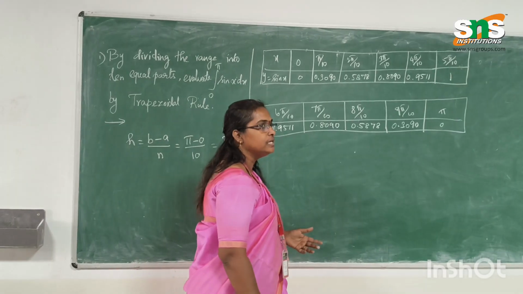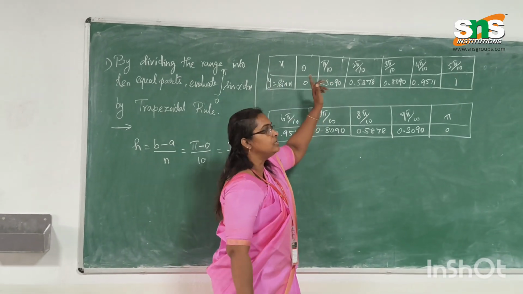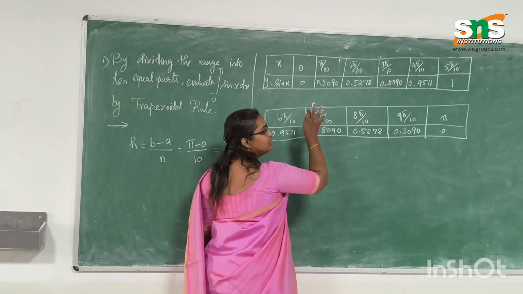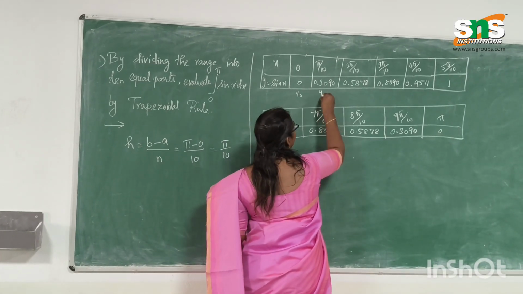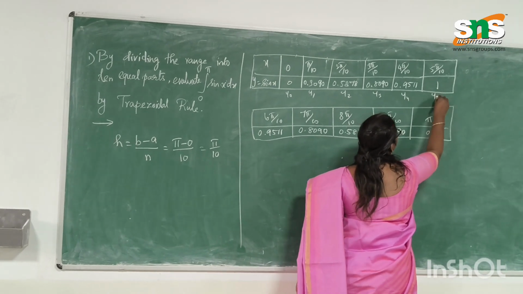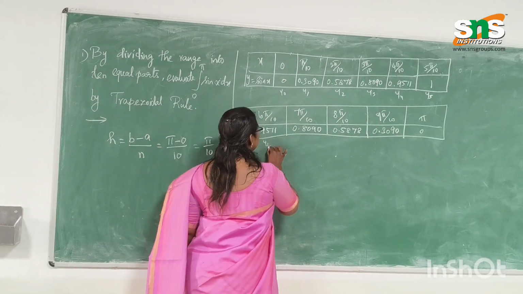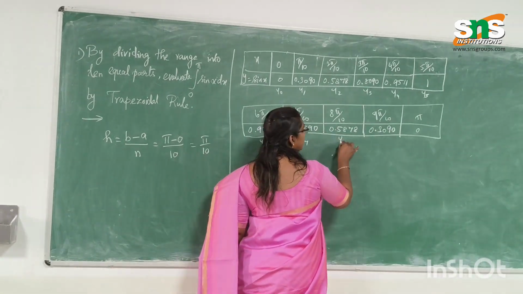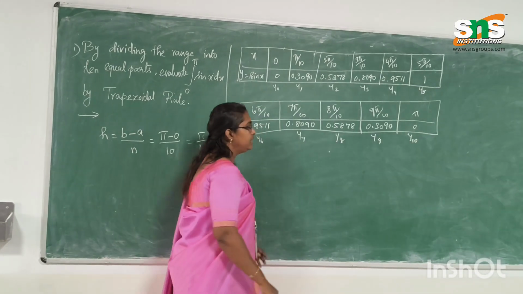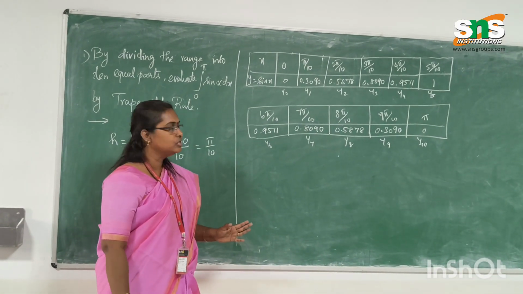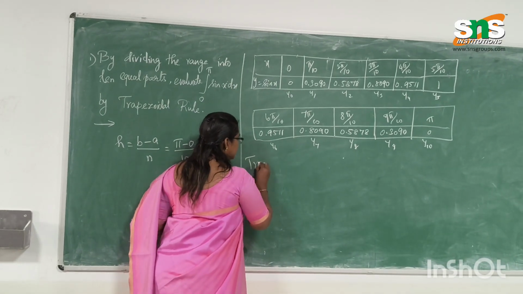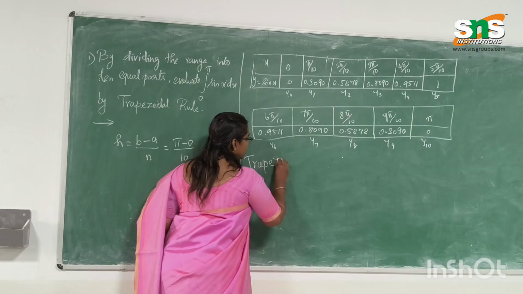Now we can give some names. These are the x values, x0, x1, x2 and so on, and the y values we can name y0, y1, y2, y3, y4, y5, y6, y7, y8, y9, y10. Next we can go for the trapezoidal rule. What is the trapezoidal rule?